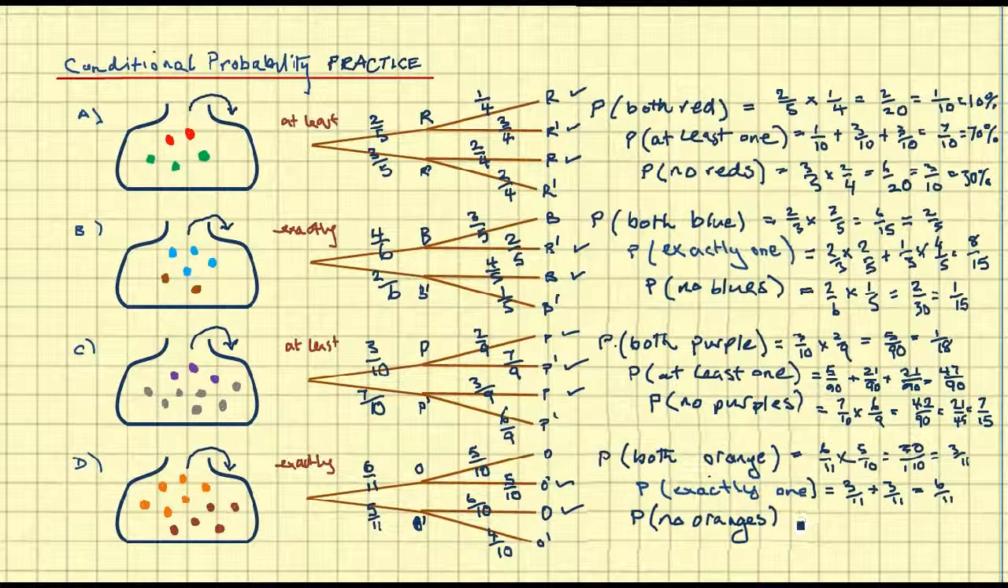Okay, probability of no oranges finally. So probability of no oranges, these branches here. So we've got 5/11 times 4/10, and that's 5 times 4, which is 20 over 110, or 2/11 this time. So that completes the practice.